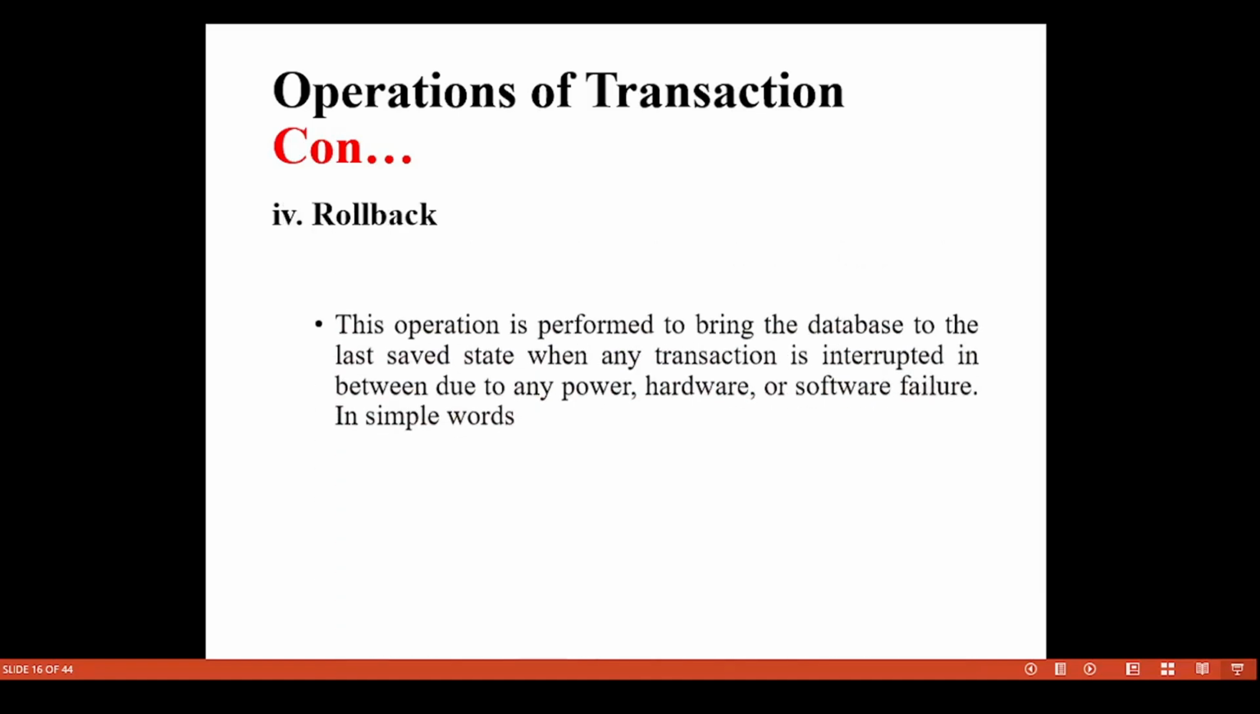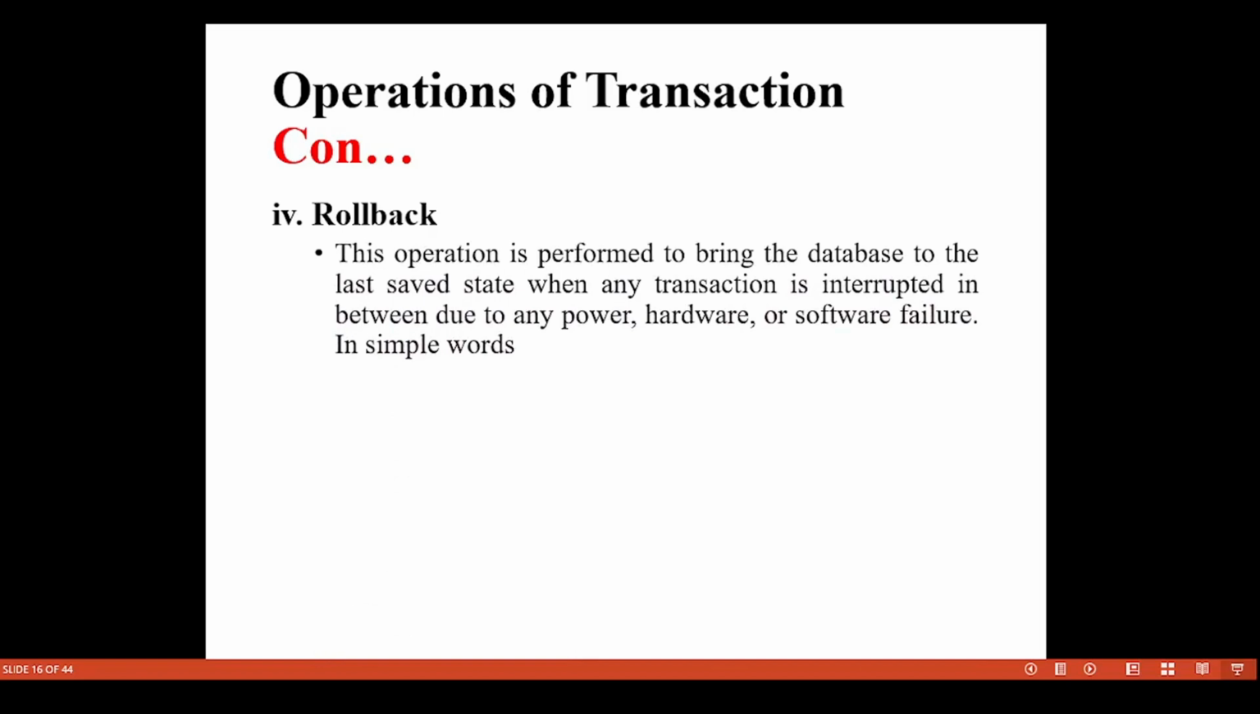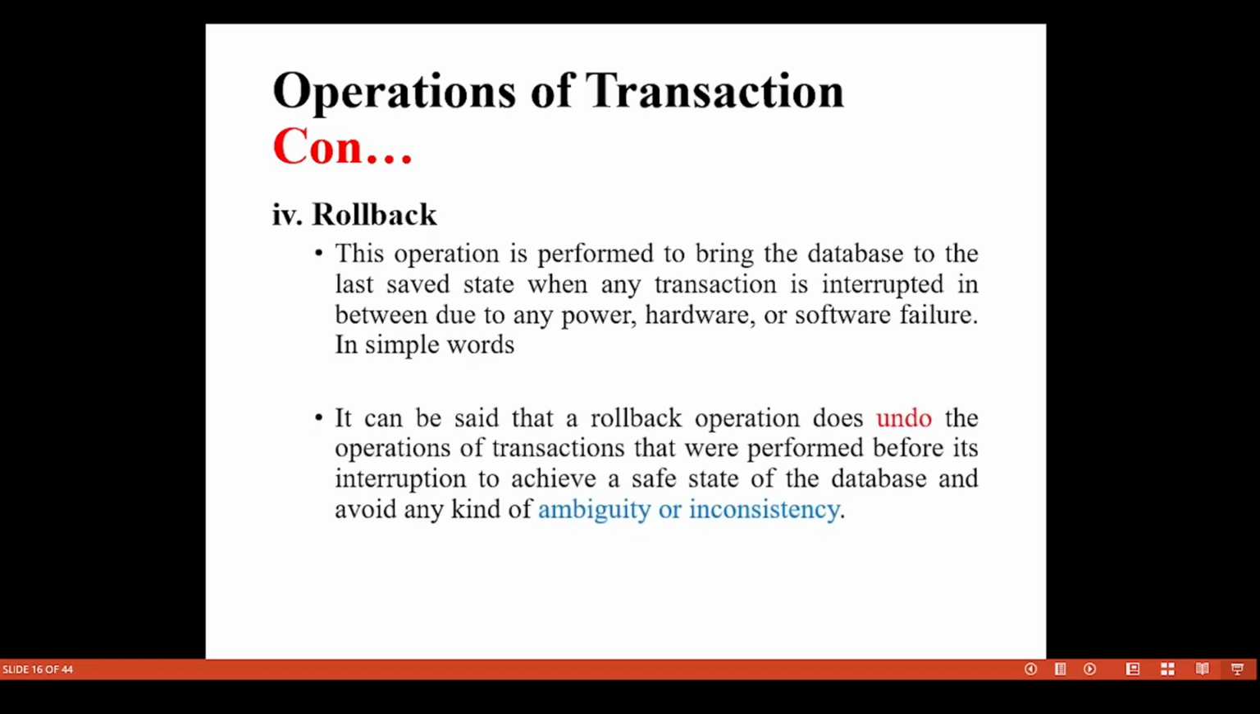The other one is the rollback operation. This operation is performed to bring a database to the last saved state when any transaction is interrupted in between due to any power, hardware, or software failure. In simple words, rollback undoes the operations of a transaction that were performed before the interruption, to achieve a safe state of the database and avoid any kind of ambiguity or inconsistency.